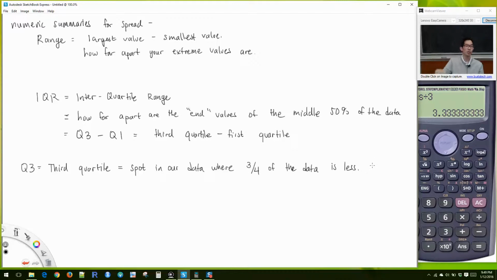Okay, so earlier we talked about the median. The median is the halfway point where half of your data is less. The third quartile just extends that a little bit further: instead of the spot where half of your data is less, you've got 3/4 of the data is less. So rather than this being the spot where half of the data is smaller and half is bigger, here this is the spot where 3/4 of the data is smaller. Okay, so with that in mind, what do you think Q1 is? Yeah, the first quartile, it's the spot where 1/4 of the data is less.